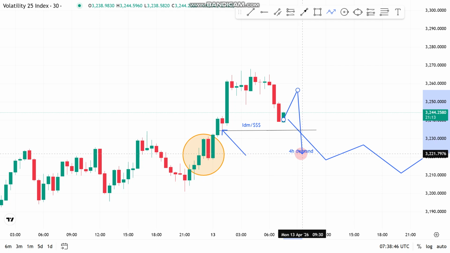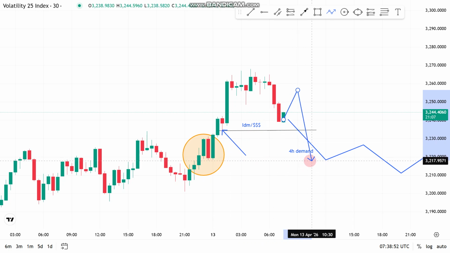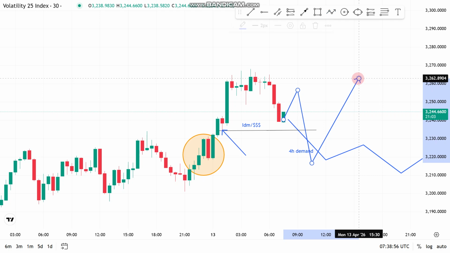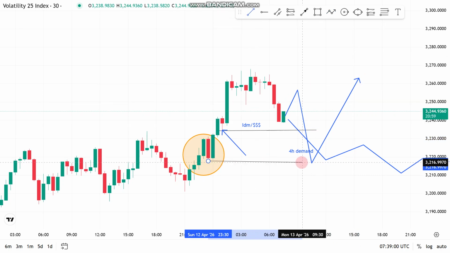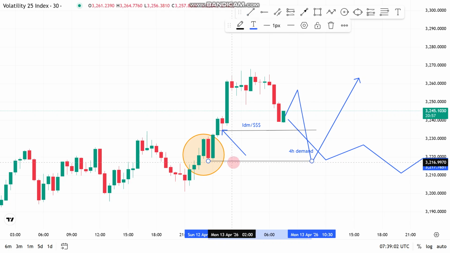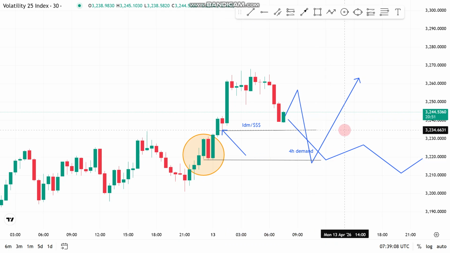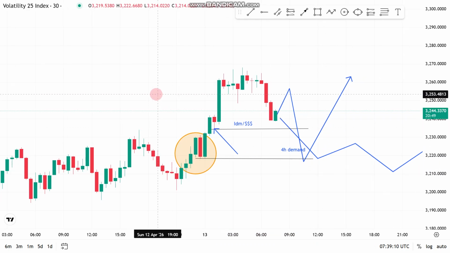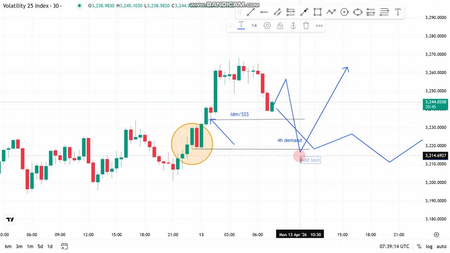Remember, this is where the 4-hour demand zone is. Then we have another inducement zone here. If it is able to liquidate this zone again, we are going to take buys back to that zone. So we have inducement areas here and there. If the market is able to liquidate even this demand, then we are going to have buys from here. And remember, this is the 30 minutes, so we are going to go to the 5 minutes and wait for what we call CRB.